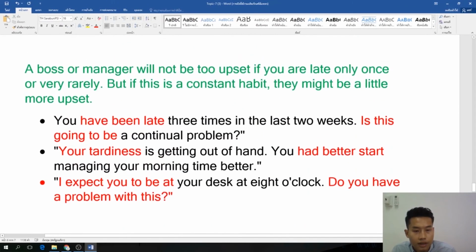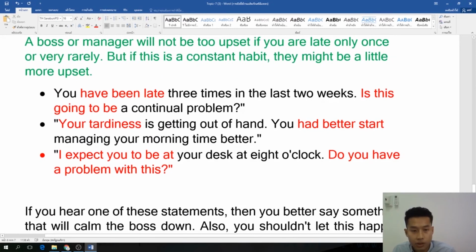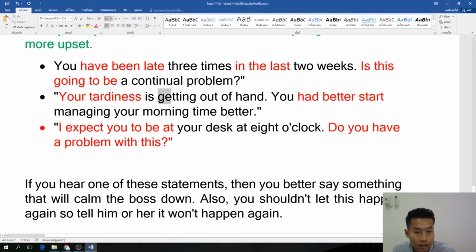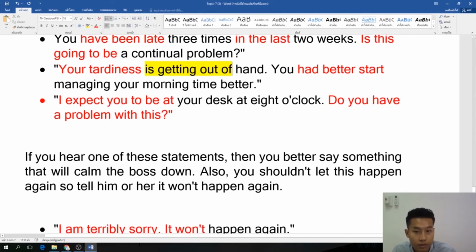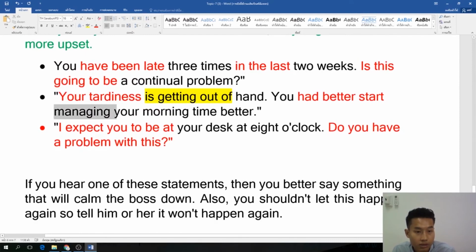Okay, and then here, this is all about, very important: it has been late 3 times in the last 2 weeks. In the last... Okay, getting out of hand. So you start managing your morning time. Managing your morning time.